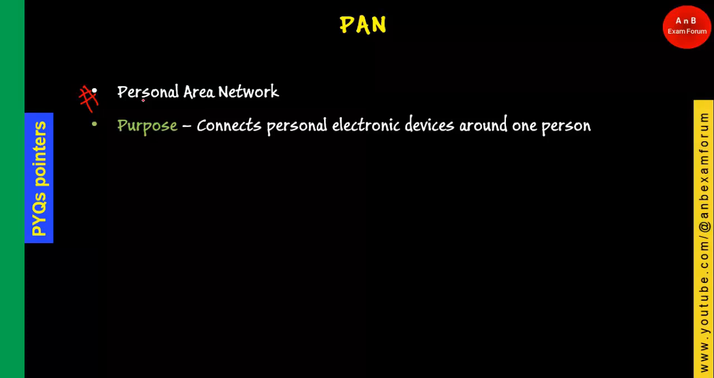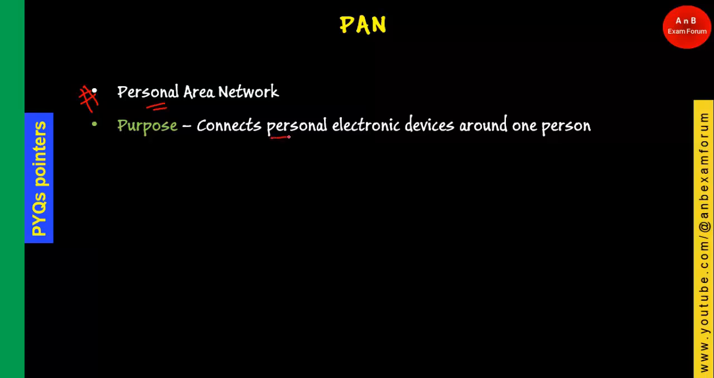so the first one is PAN. As I told you earlier, PAN is personal area network. The full form is personal area network, and the word itself suggests that it is personal. Okay, personal means it is going to connect the personal electronic devices around one person. Since I am going to connect to a personal area network, I am the person and my electronic devices are my personal ones, so it is going to connect all such devices and it will create a personal area network.